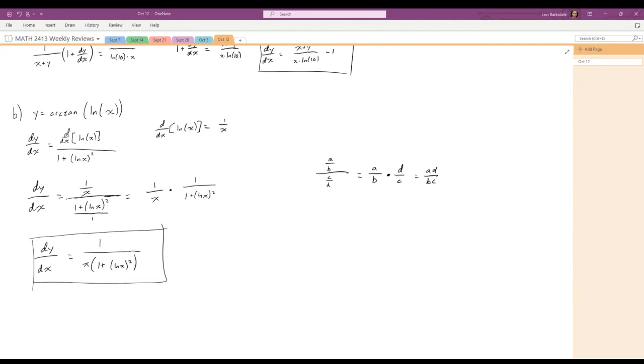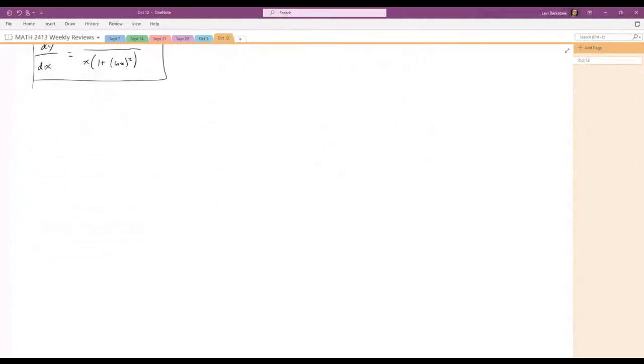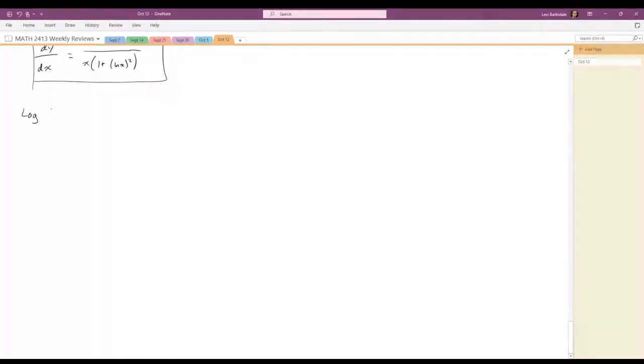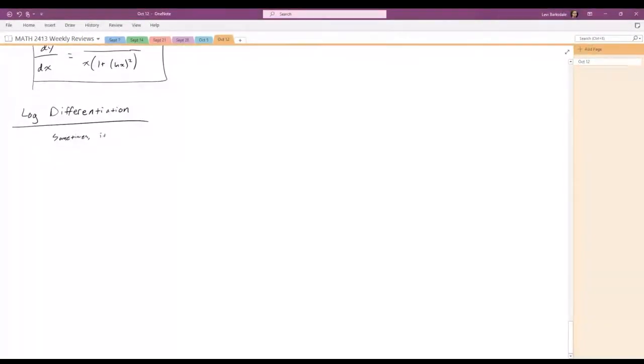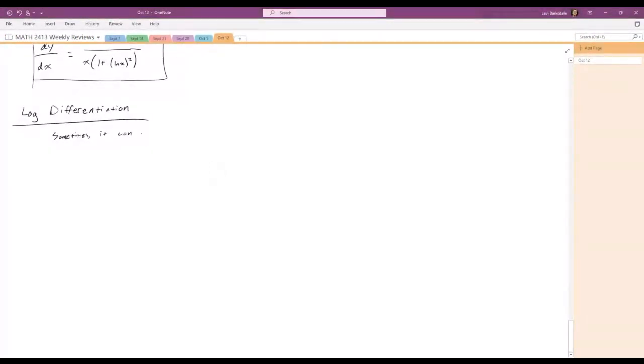All right. Now, okay, we've got maybe 15-ish minutes left. So we can talk about some log differentiation. Now this stuff is cool. I believe you covered it in lecture yesterday. But the main idea behind this is sometimes our log properties are really, really useful. So sometimes it can be helpful to take the log of each side.